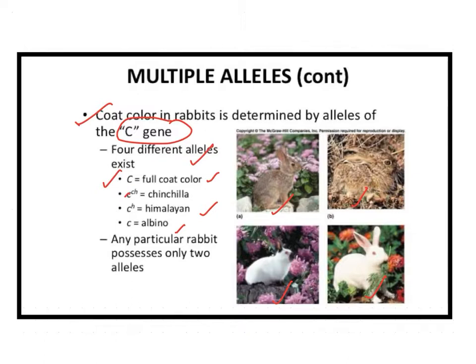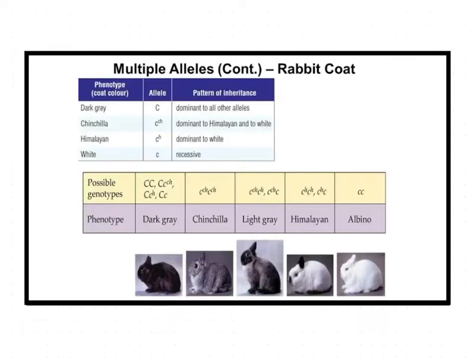Okay. In case of blood group, we had only 3 alleles, but here there are 4 alleles which are controlling the coat color in case of rabbits. So full coat color, chinchilla, Himalayan, and the albino. Now let's see the possibilities. As I told you, 4 color combinations possible हैं.